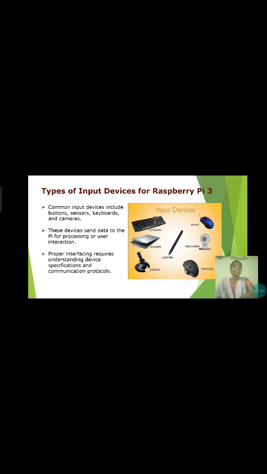Types of input devices for Raspberry Pi 3. Input devices are used to send data to Raspberry Pi. Some common examples are buttons, sensors, keyboards, and camera. These devices help the system to understand user input or environmental conditions. Here you can see some more input devices also.